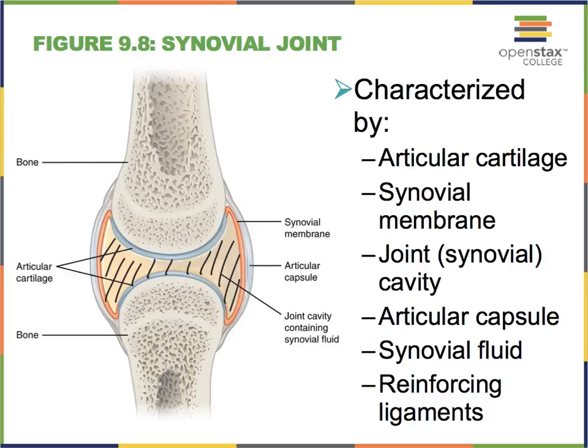And that is filled with a fluid we call synovial fluid. We'll talk more about that fluid in just a moment. You're already familiar with the articular cartilage. So even though the articular cartilage we considered part of our bone organ, it also is considered to be part of our joint.